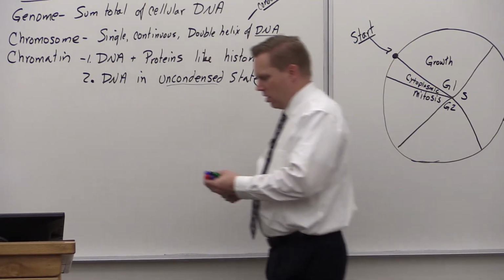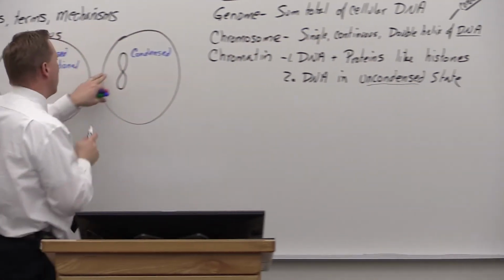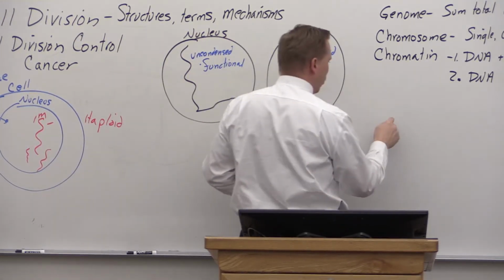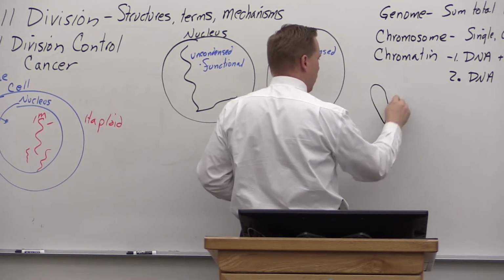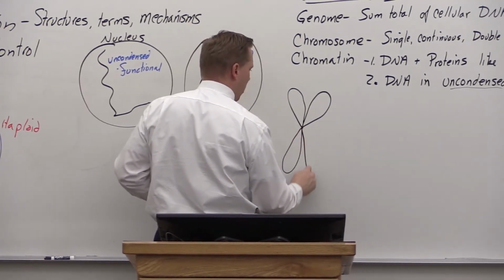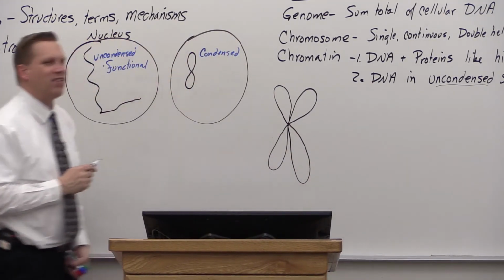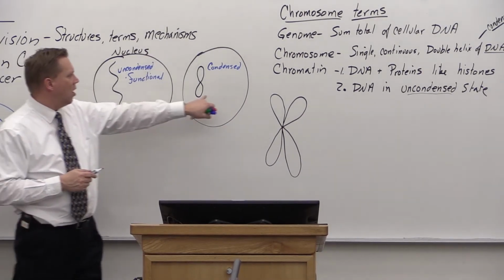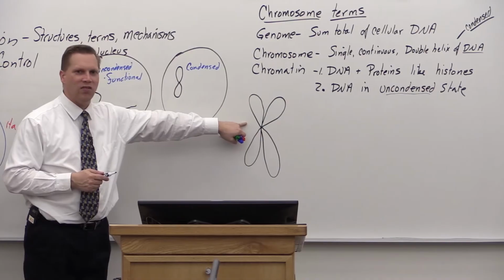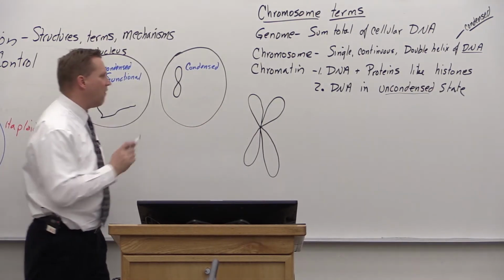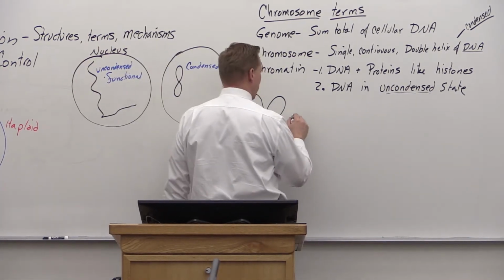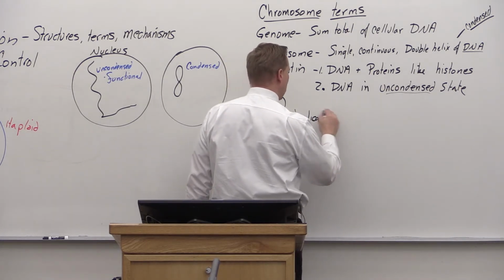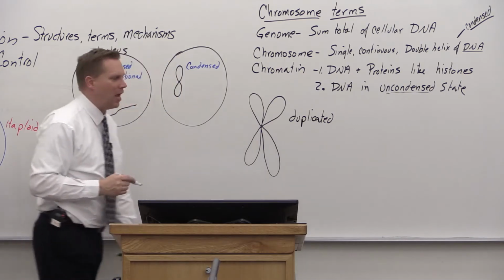Now, although I've drawn the condensed chromosome in this form, you're probably more used to seeing a chromosome in this X-like structure, right? Maybe from high school or biology. Both of these would be representations of condensed chromosomes. The difference is another feature of chromosomes. This is called a duplicated chromosome, okay?